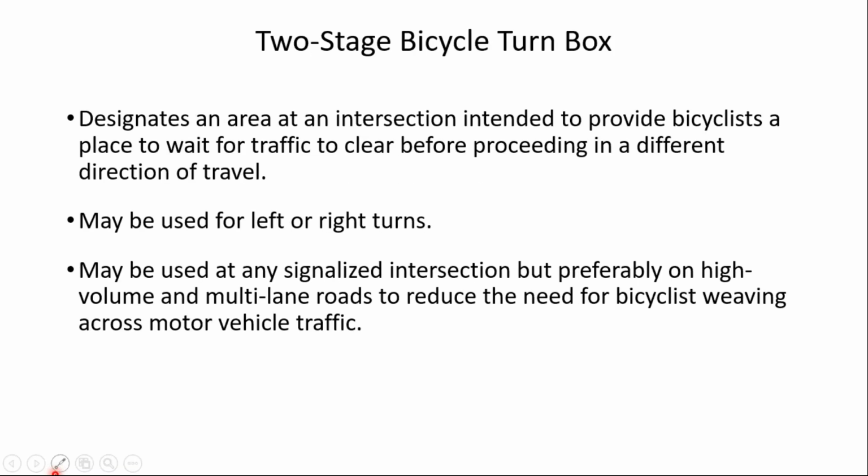And I think I also mentioned the two-stage bicycle turn box. This designates an area at an intersection that's intended to provide the bicyclist a place to wait for traffic to clear before they proceed in a different direction. And these can be used for right turns or left turns, and may be used at any signalized intersection, but preferably on high volume, multi-lane roads to reduce the need for bicyclists weaving across motor vehicle traffic.